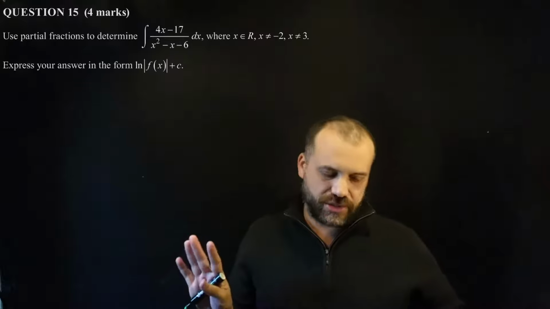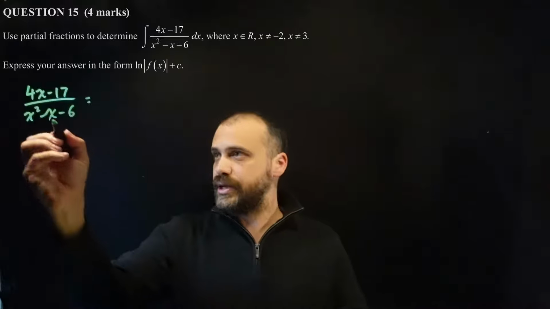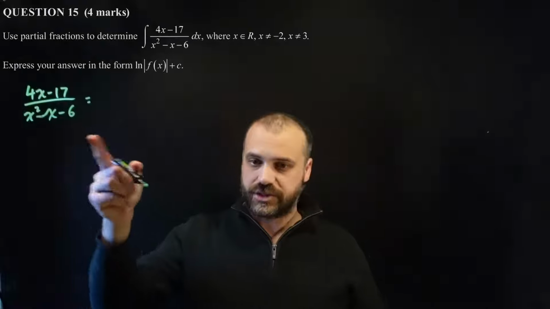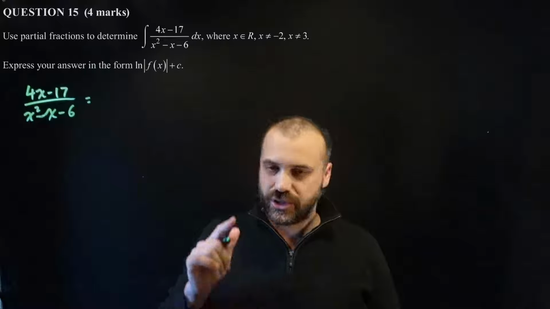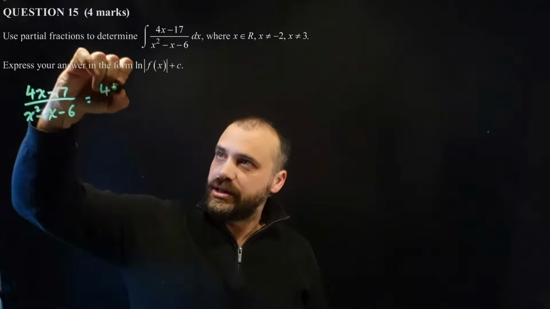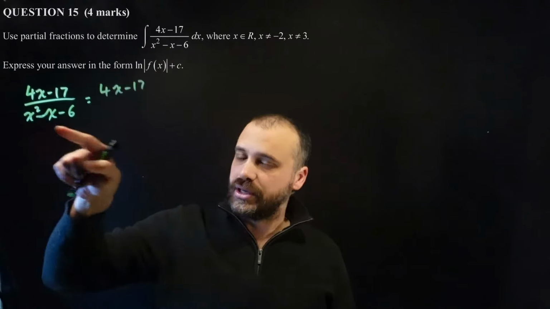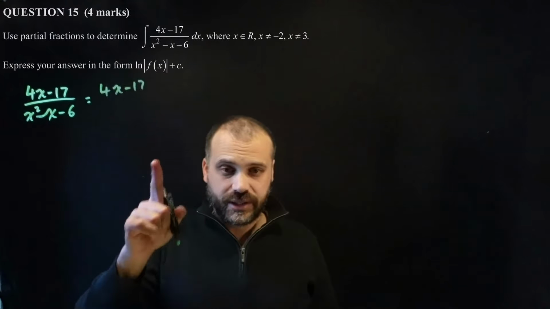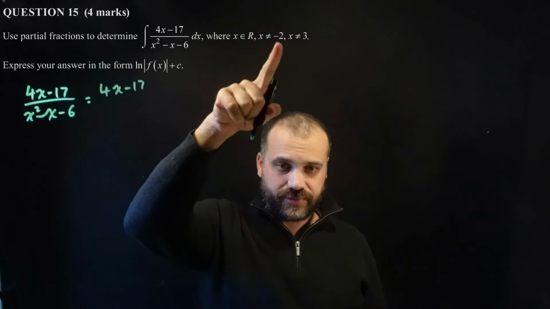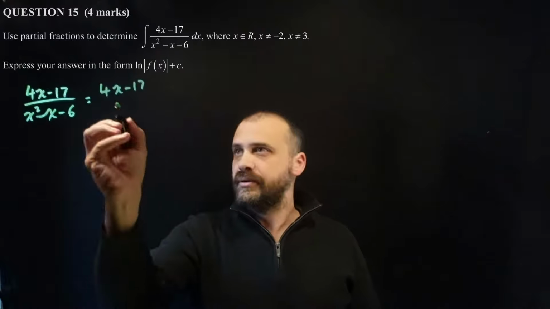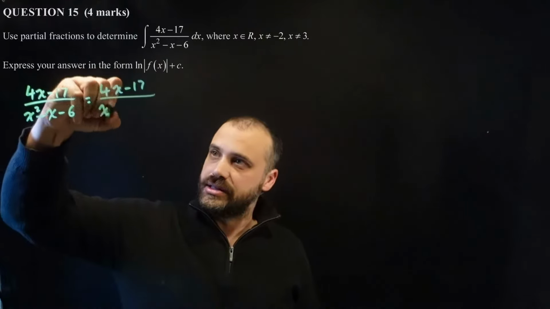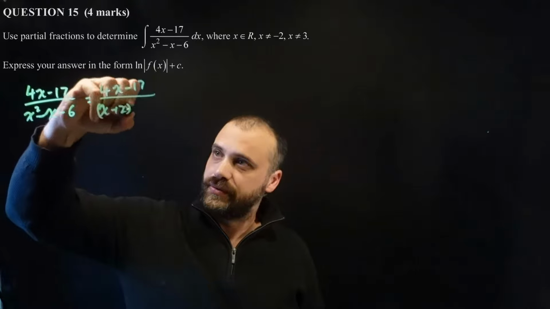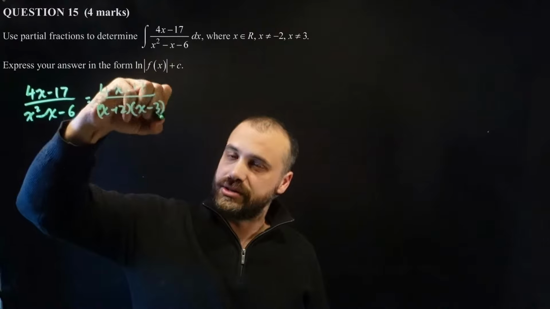We don't even think about integration until we've done that. All right, so there is my beginning part. That's just the fraction, x squared minus x minus 6 on the bottom, 4x minus 17 on the top. Now, I really need to factorize my quadratic. And thankfully, this little bit of stuff, that's a clue, right? Because the factorization of this is x plus 2, x minus 3.